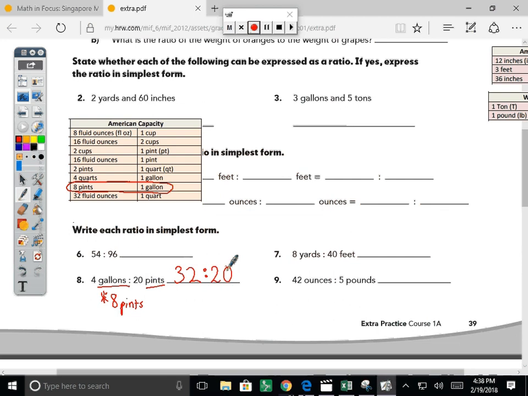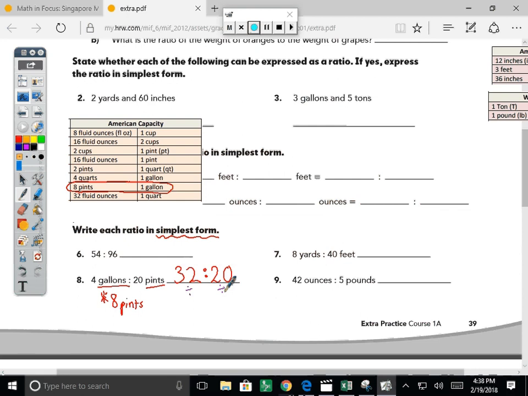This is not a final answer because we can't forget to simplify. So we're going to think of the greatest number, the greatest common factor that divides into both. Whatever rule I use for one of my terms in my ratio, I must use for the other. It's just like fraction rules. So 2 goes into both. I can see that working.